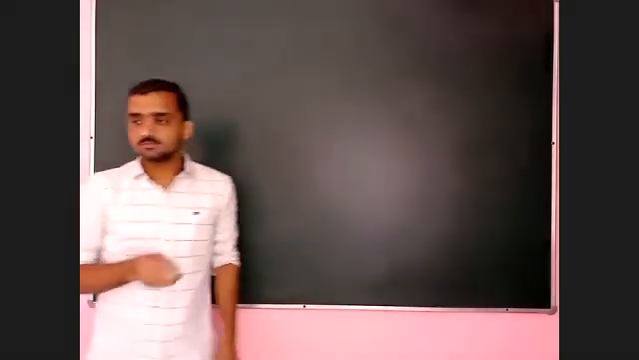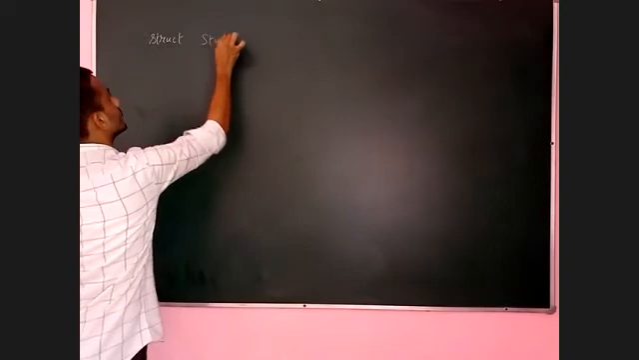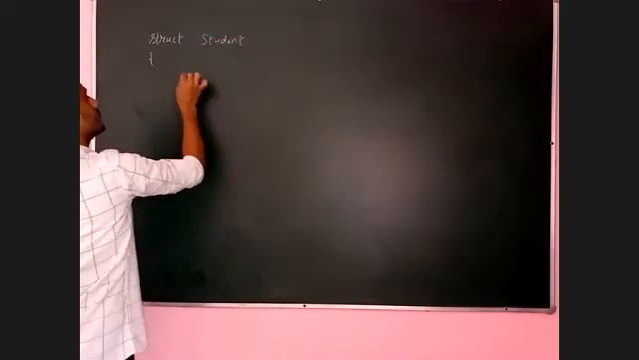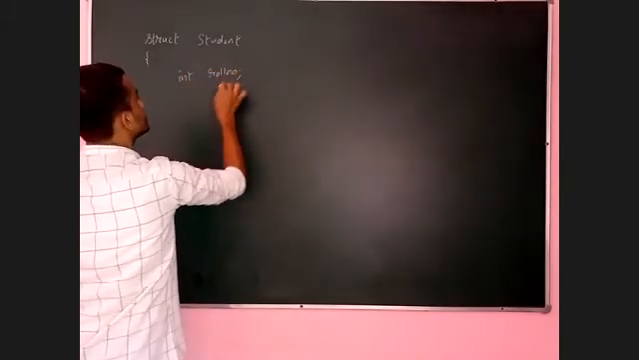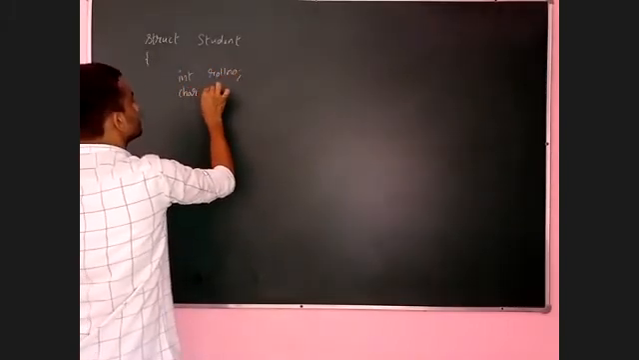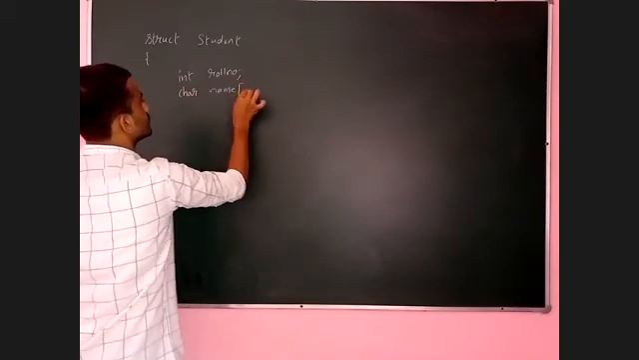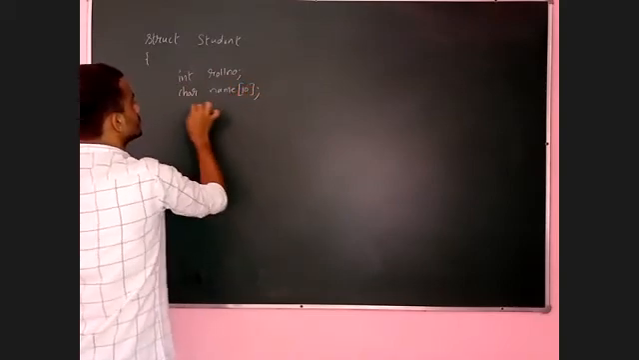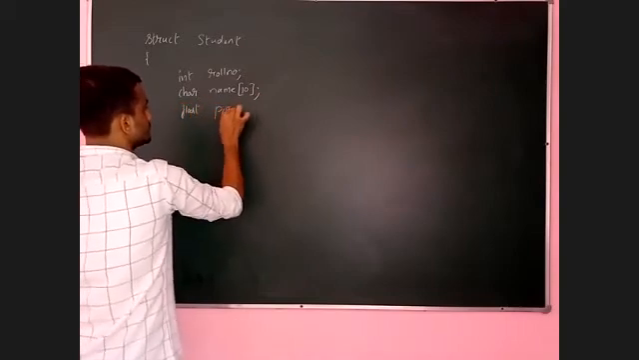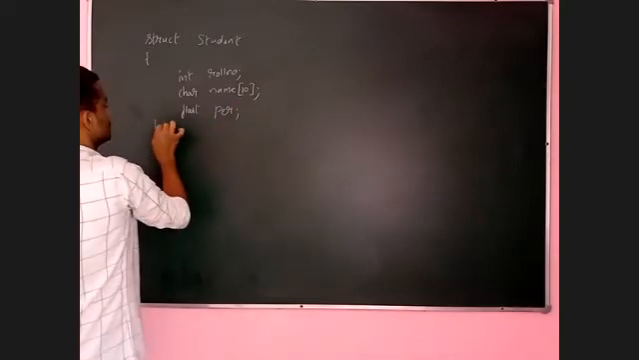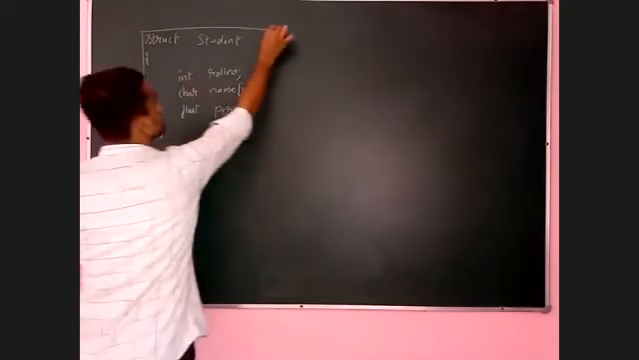Okay, we'll move further. See, when I consider the example of a structure, like student, and if I consider two members, that is roll number, then name. Let me consider 10 characters long. Then we go for float, say percentage. So this is the example of a structure.